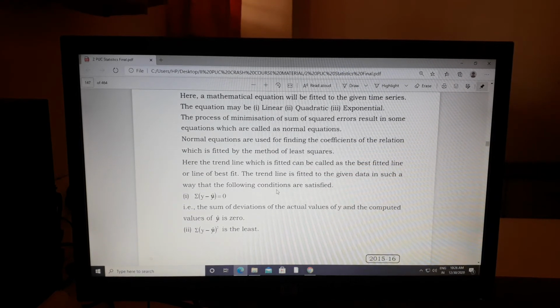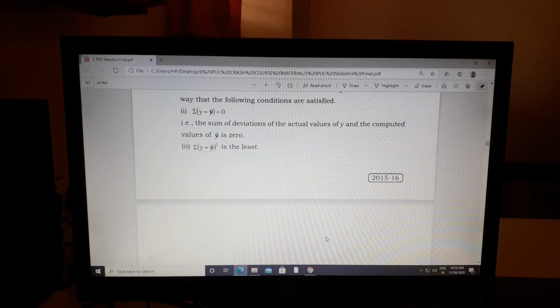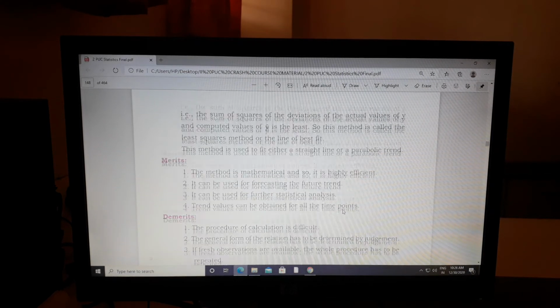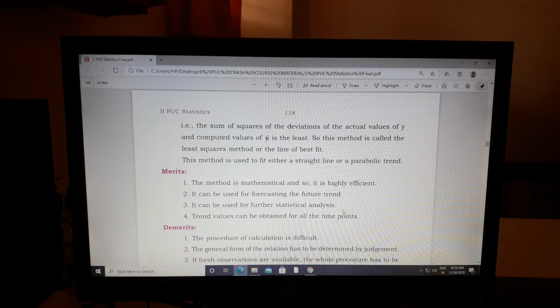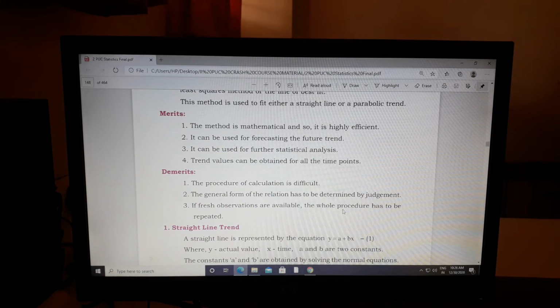Now have a look at the first method, fitting of straight line, method number 1. So what are the merits and demerits of the least squares method? Let us see. This method is mathematical and so it is highly efficient. As we always keep on saying, mathematical models only can give you the justification of finding and estimating the future term. Next, it can be used for forecasting the future trend, obviously. It can be used for further statistical analysis, and trend values can be obtained for all the time points. Yes, these are all the merits.